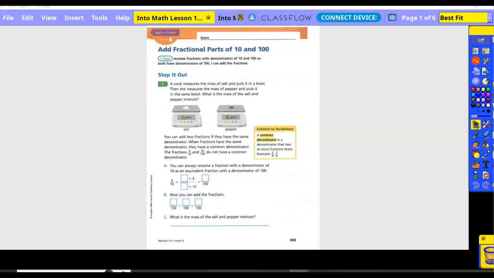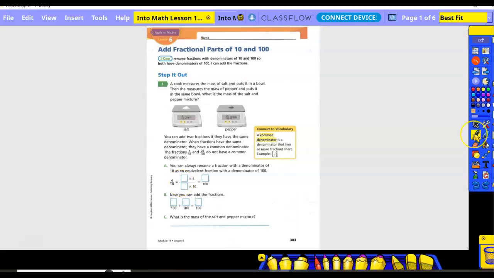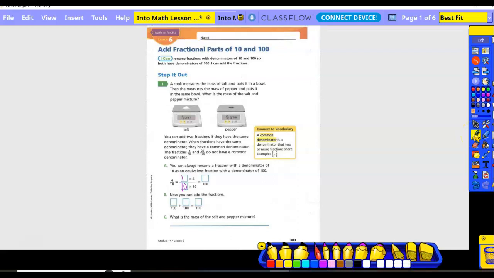So to get from 10 to 100, you had to take it times what? Times 10. So what I do on the bottom, I also do on the top. So what is 10 times 4? 40. Okay, so now do I have a common denominator? Yes. What is my new common denominator? 100, right? So I changed 4/10 into 40/100.